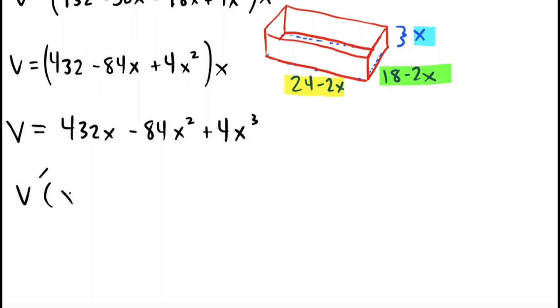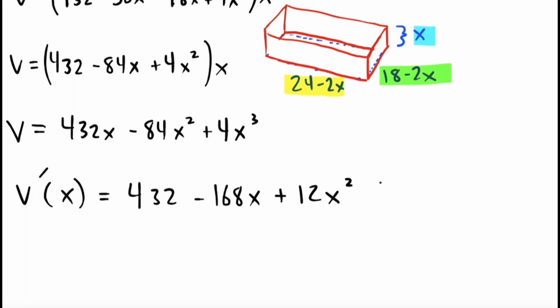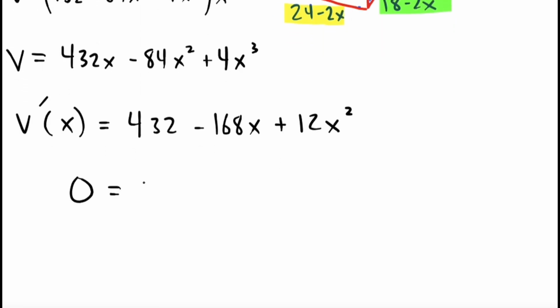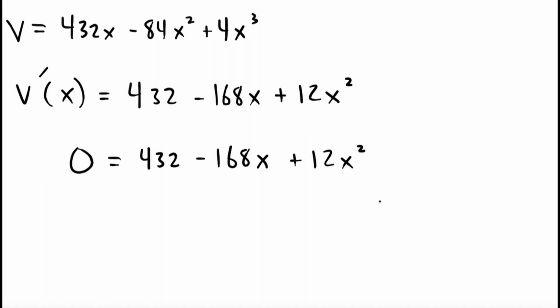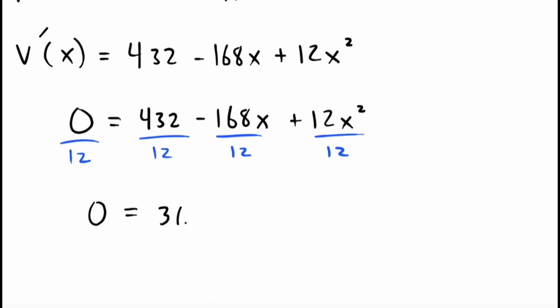Now let's find the derivative of the function. Set the derivative equal to 0. And now we'll solve for x. I'd rather make things easier, dividing all terms by 12, they share that as a common factor.